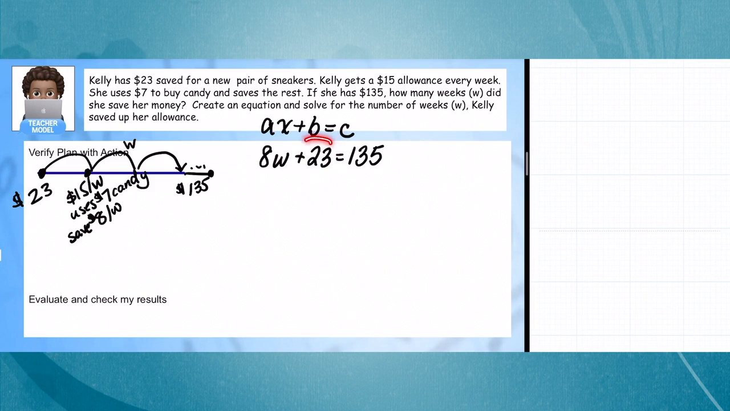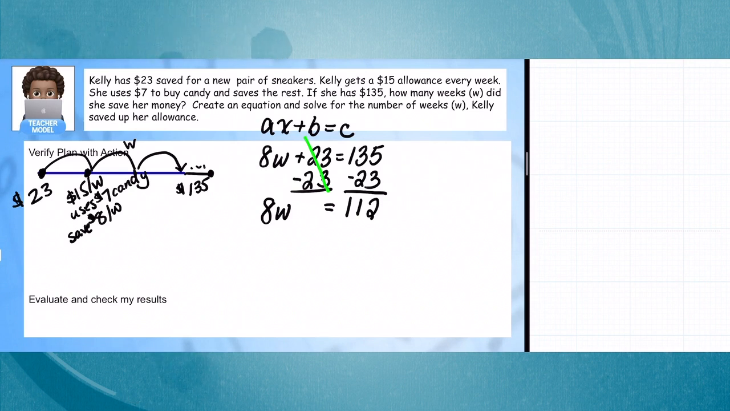We're going to start with this one over here, a constant. Let's turn this into a zero pair. That's always going to be the first step, to deal with this constant and to create a zero pair out of it. So I have positive 23, so I'm going to use the opposite, negative 23. I'm going to subtract 23 from both sides. That way, I'm only left with 8W. Okay, this cancels out. And on the other side, we're going to subtract, and we're left with 112.